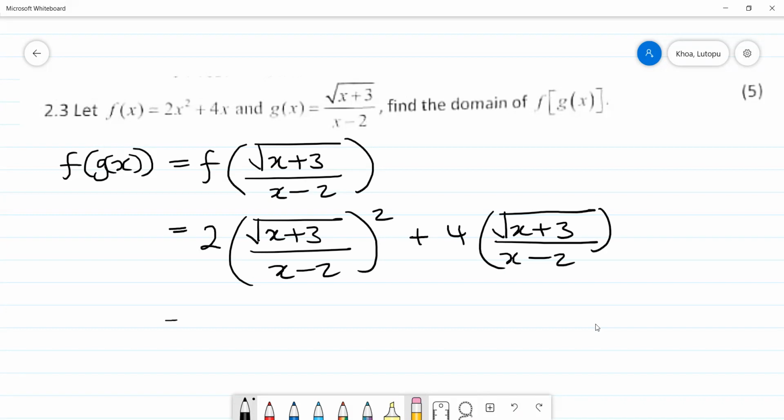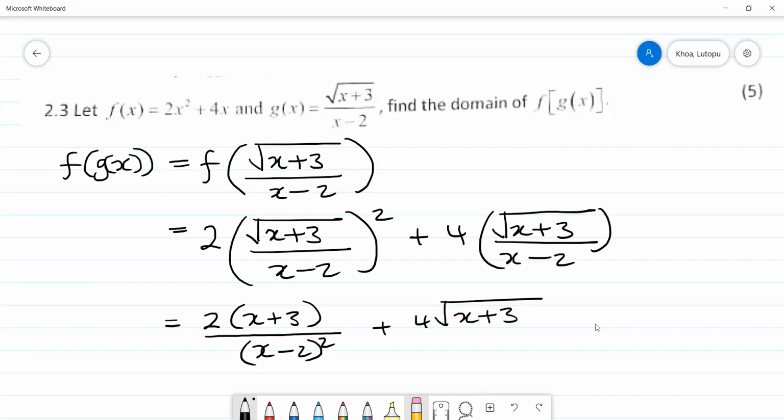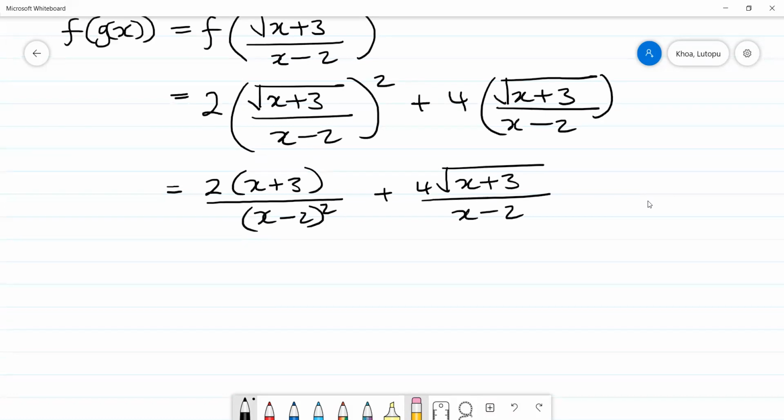Okay, so we simplify. We have 2 times x plus 3 over x minus 2 squared. And then we have 4 square root of x plus 3 over x minus 2. Then we can multiply out, but it's not really necessary to help us find the domain. So remember, with the domain, the only thing is the denominator must not be 0. So x minus 2 is not equal to 0. Also, x minus 2 squared is not 0. But if x minus 2 is not 0, then automatically x minus 2 squared is not 0. So this one is not really necessary to write.